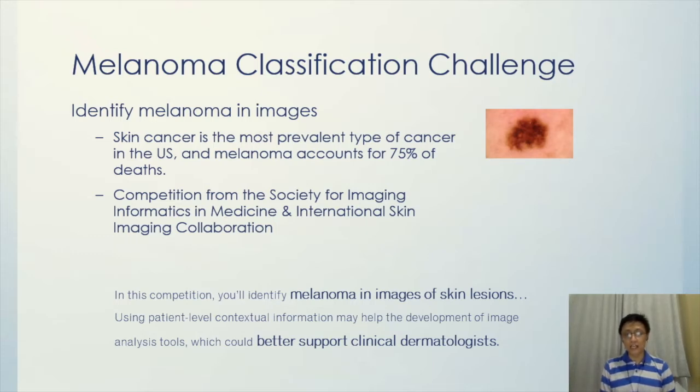Melanoma is a kind of skin cancer, which is the most prevalent type of cancer in the United States, and melanoma alone accounts for 75% of cancer deaths. Now, this competition is from the Society for Imaging Informatics in Medicine and the International Skin Imaging Collaboration. The objective of the hosts, and also my hope, is that we can develop a detector for early stage melanoma, specifically distinguishing benign images from melanoma images to better support our clinical dermatologists.